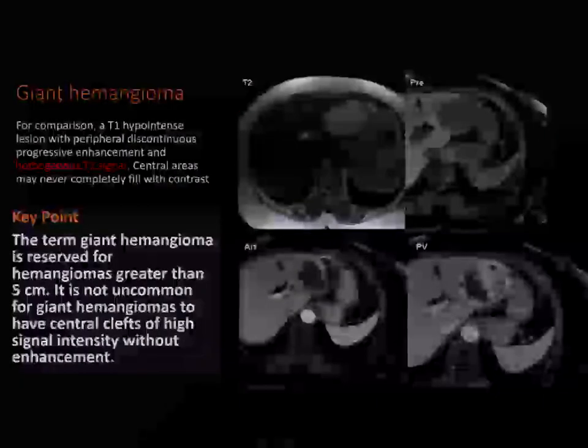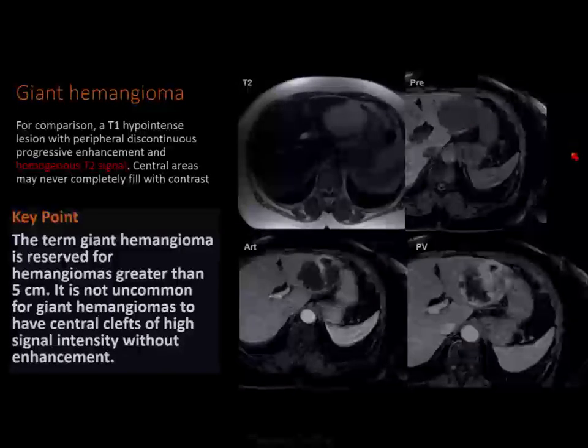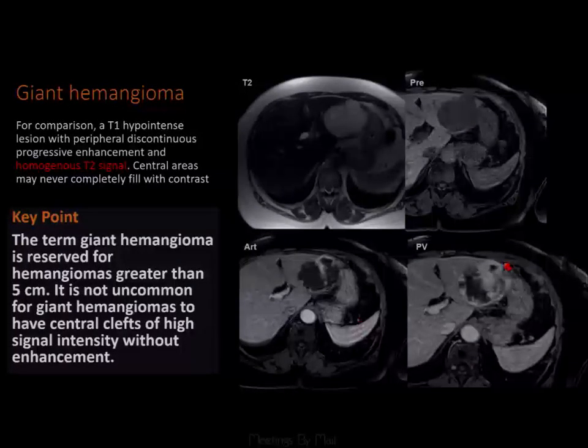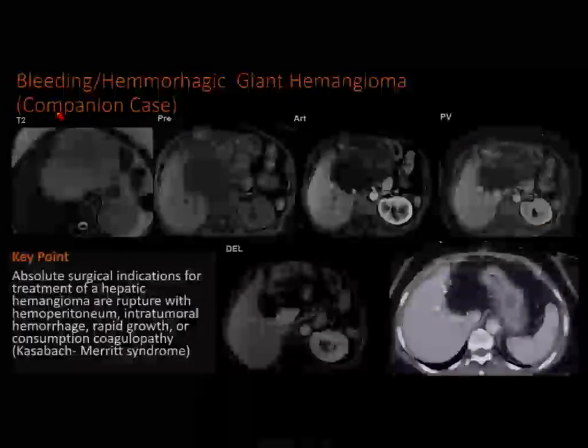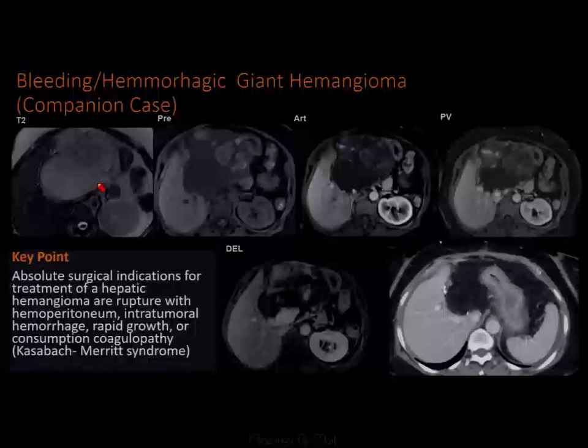In contrast, this is a giant hemangioma. It's defined as greater than 5 centimeters, and you get that peripheral nodular puddling of contrast, and you should have this homogeneous T2 signal. This case was also a giant hemangioma.